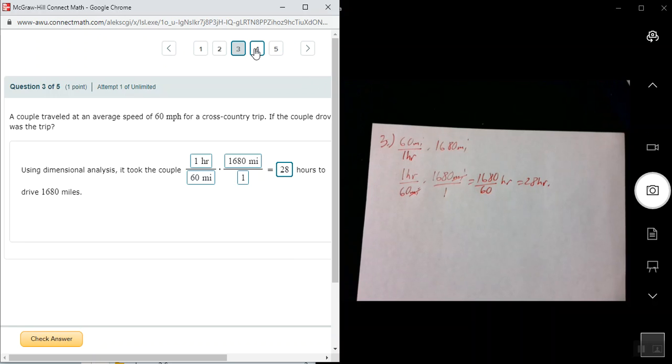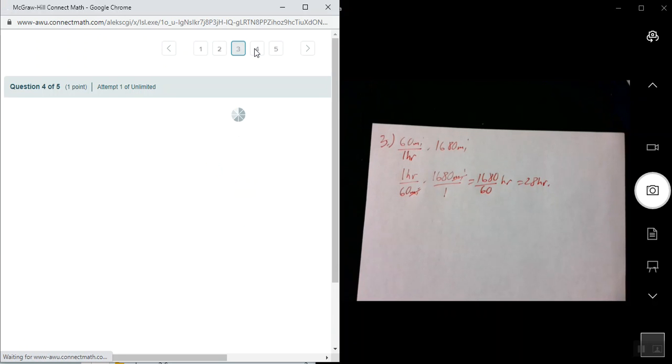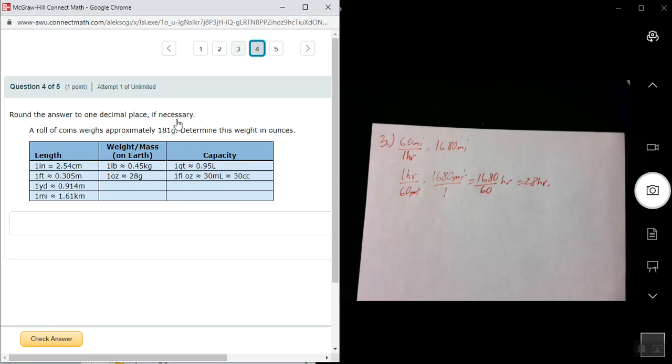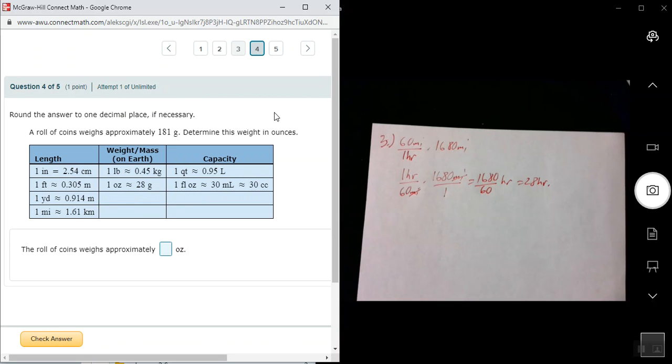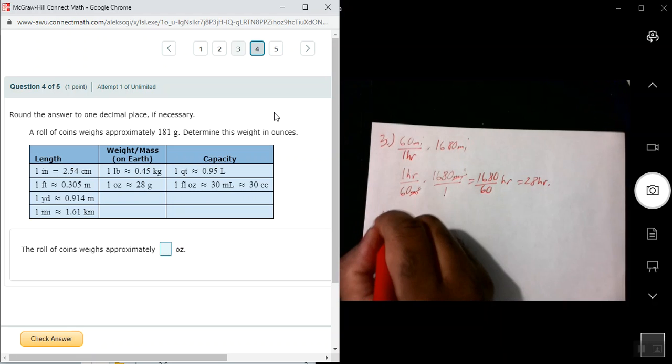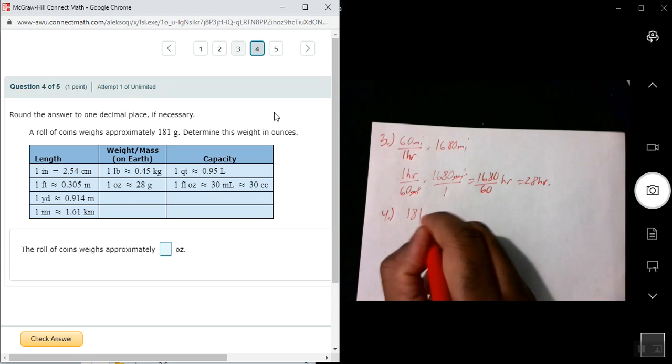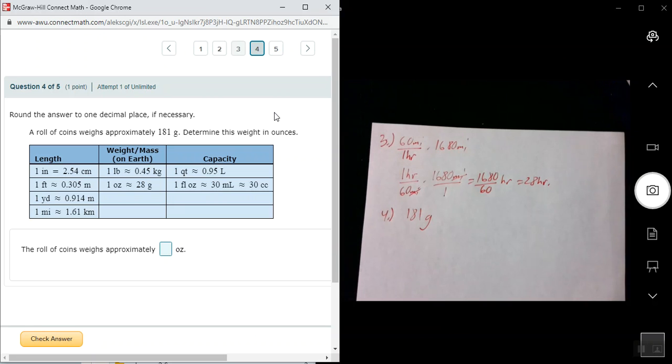Then we move on to problem number 4. With problem number 4, it says round the answer to 1 decimal place if necessary. A roll of coins weighs approximately 181 grams. Determine the weight in ounces. So for number 4, we have 181 grams. That's what we're working with. Now they want us to write this in ounces. So let's see what's given to us.